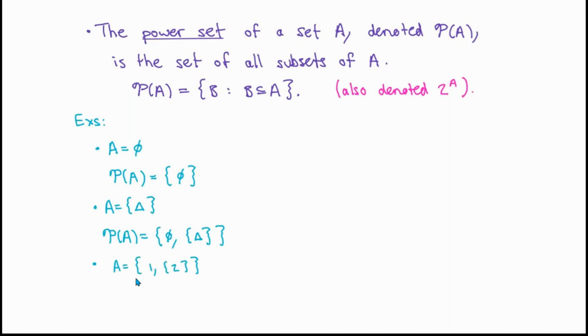What about if I start with a set that has cardinality 2? Here A is the set whose elements are the number 1 and the set containing the number 2. I list out the subsets of A. There's the empty set, the two singleton sets, and then A itself, and then I'm done.